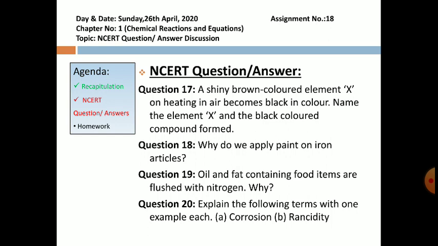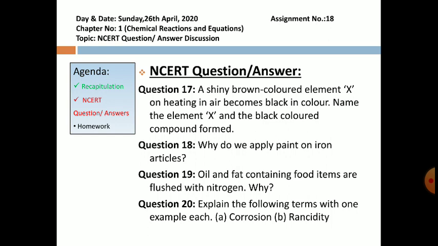Thus, bags used in packing of food items are flushed with nitrogen gas to remove oxygen inside the pack. When oxygen is not present inside the pack, rancidity of oil and fat containing food items is avoided and it is preserved for a longer period of time.